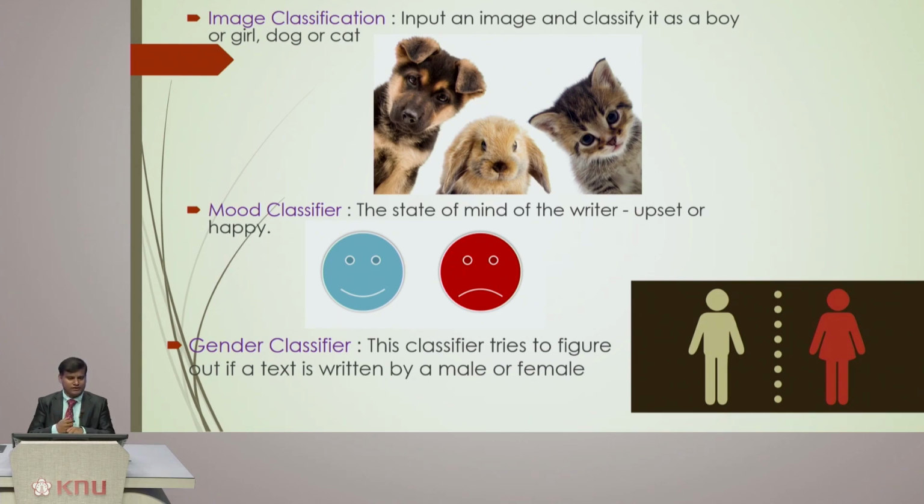There are other classifiers like gender classifiers. This classifier tries to figure out if a text is written by a male or female. I tried one of the models that are available online, and I found that this classifier is about 60% okay, I would say, which means there's a lot of open research area in predicting clearly whether a person is male or female just from the input text. But that's a hard task even for humans to classify.